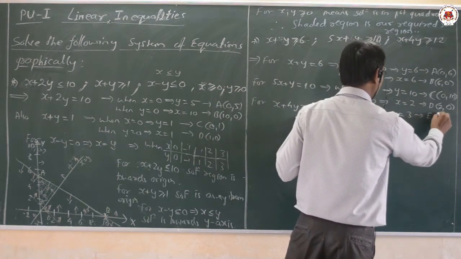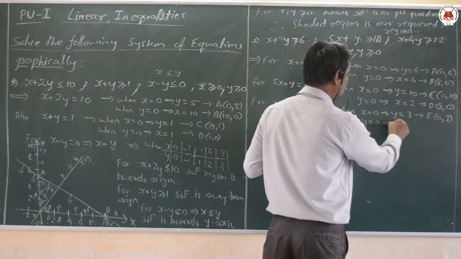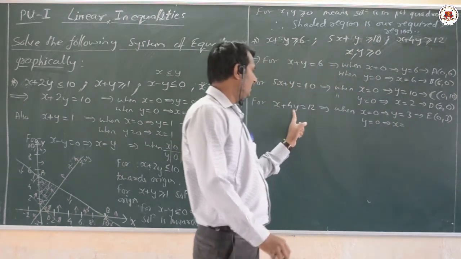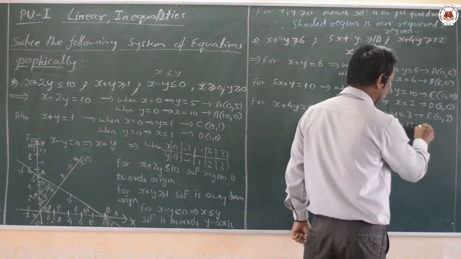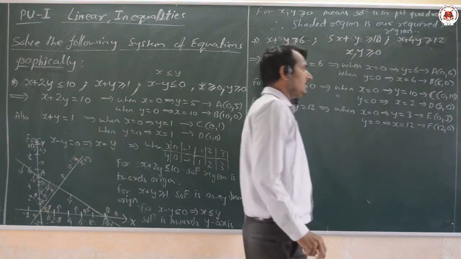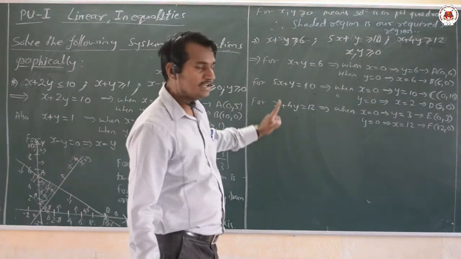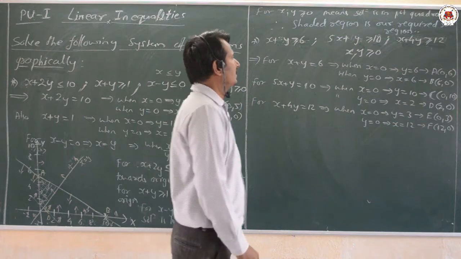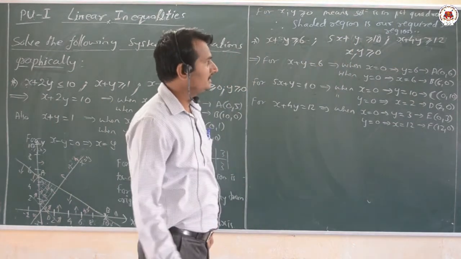That implies E point will be (0, 3). And when y is equal to 0, dear student, the x value will be 12 here. That is F is (12, 0). These are all the coordinates related to our lines here, AB, CD, that is the second line, and EF for the third line here. Similarly, x, y greater than or equal to 0 means it is in the first quadrant only here. One thing.